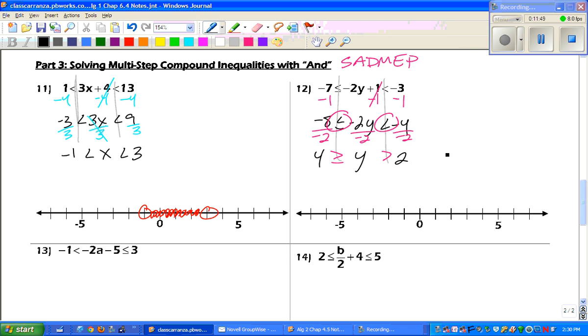Now, is that in numerical order? Hopefully you're all saying no. And then just make sure your signs are the same. So at 2, we're open. At 4, we're closed. And then we shade in the middle.